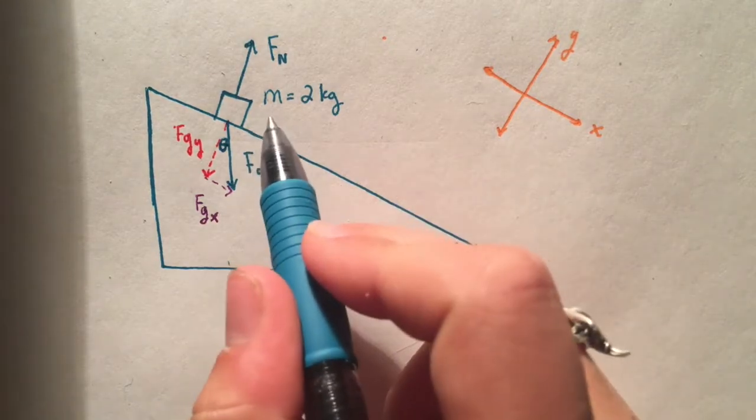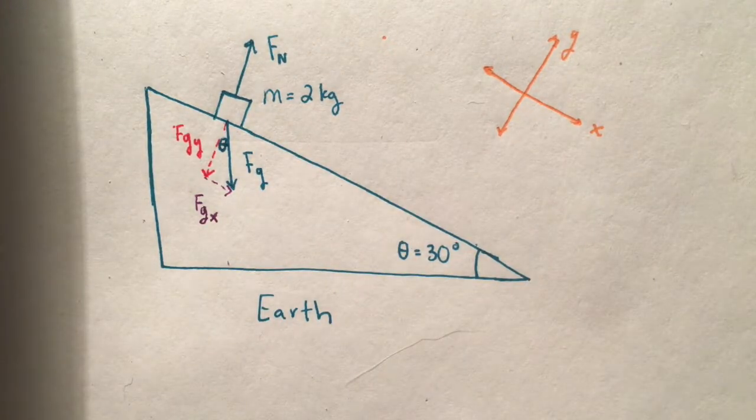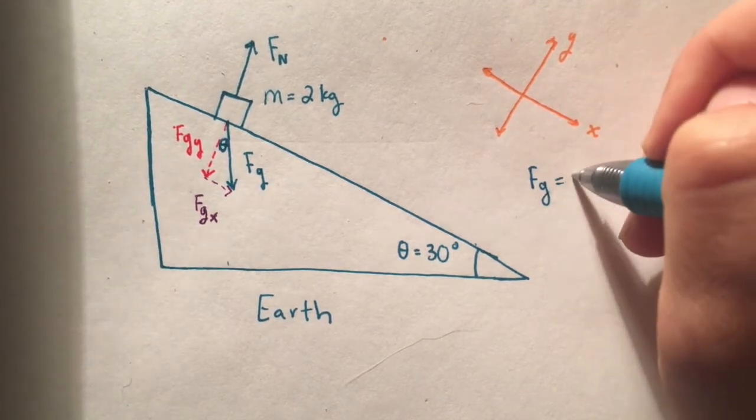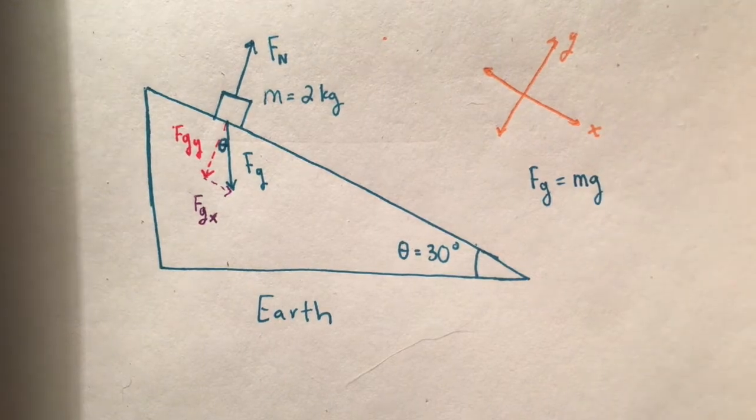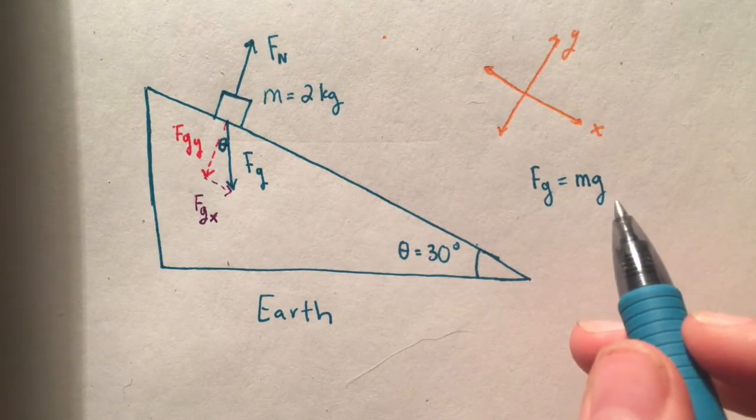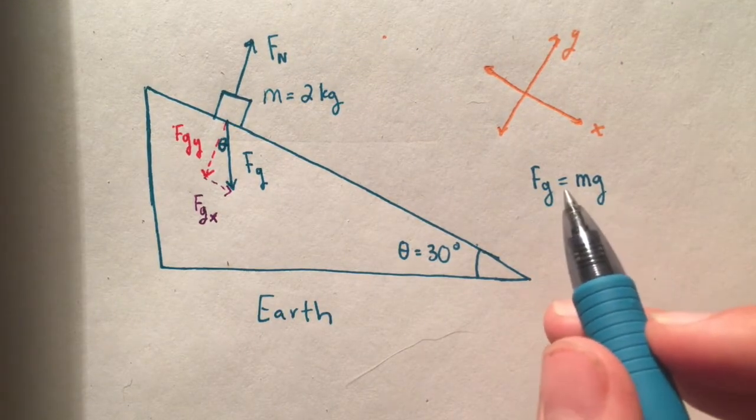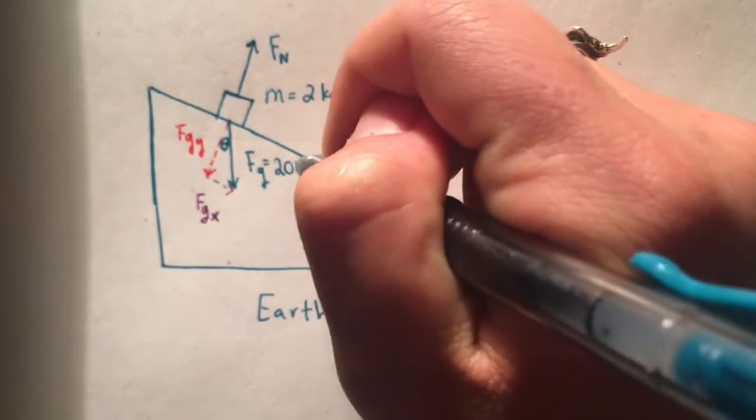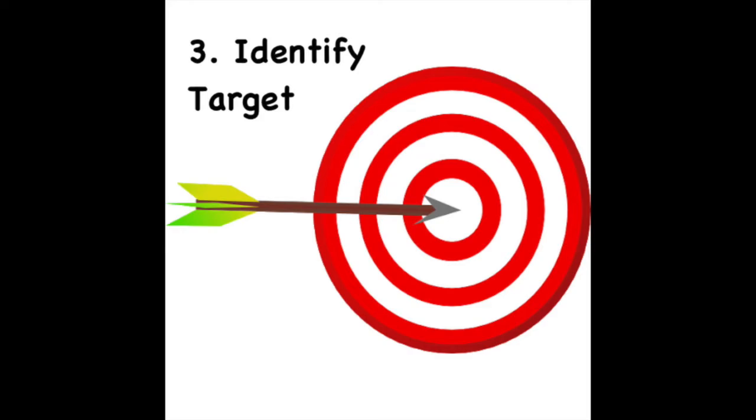Now, if we know the mass, we can find the force of gravity. That should be something automatic that you do. So recall that the force of gravity is equal to mass times the acceleration due to gravity. If we say g is 10, then the force of gravity is just 10 times the mass. So we can say that the force of gravity is equal to 20 newtons. Alright, so this is everything that we know.